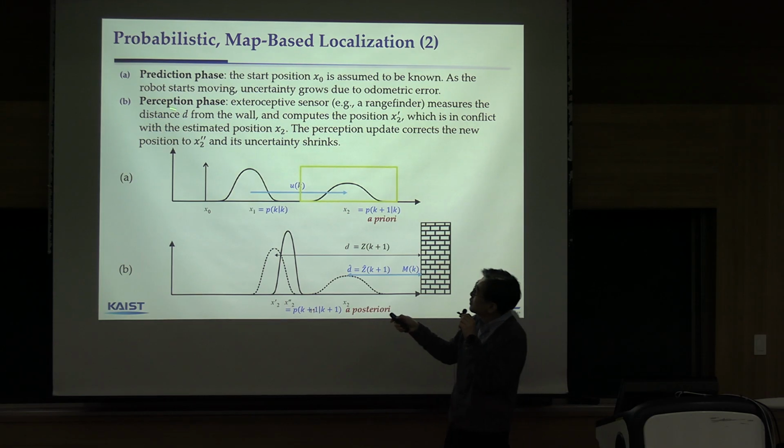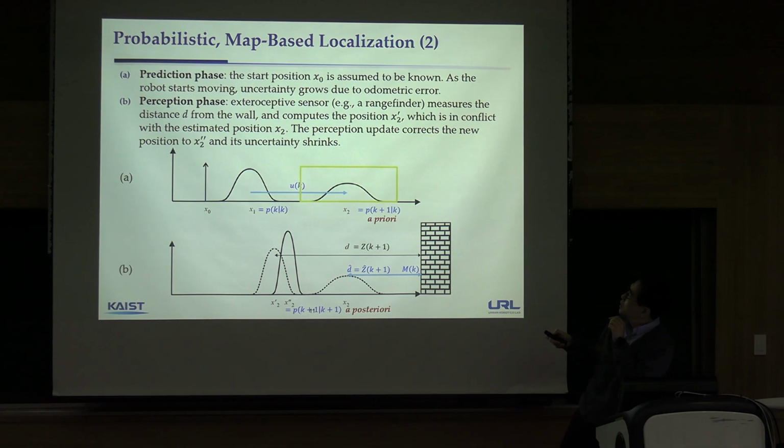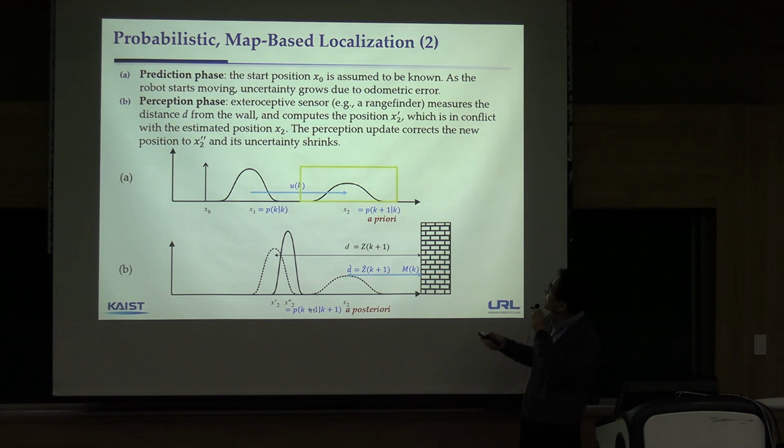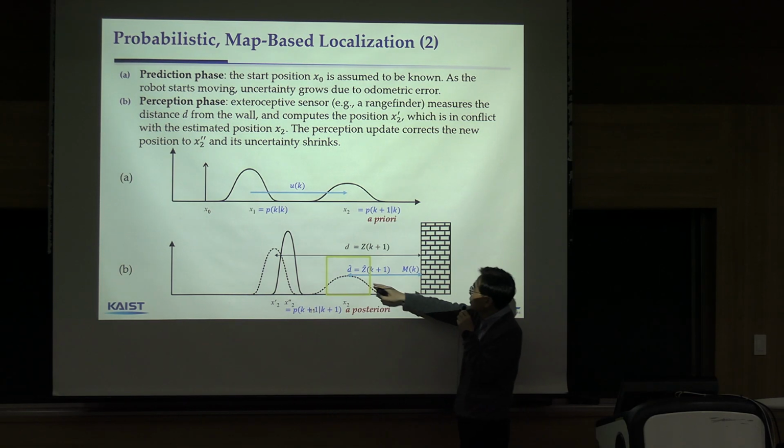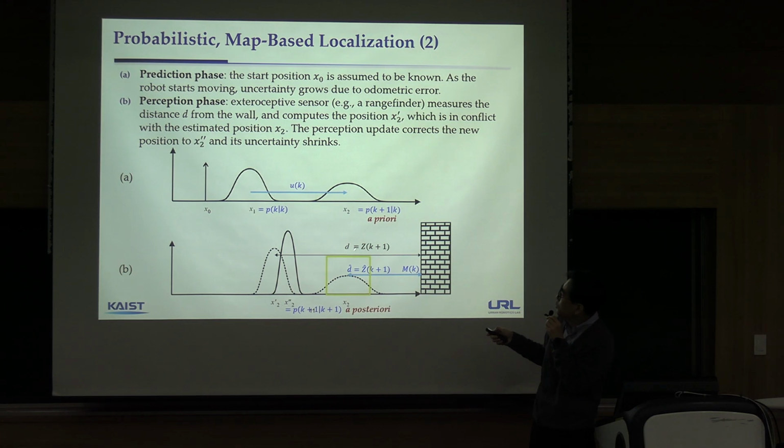And the next stage is the perception stage. An exteroceptive sensor like the laser rangefinder or the vision sensor will be used, and it will measure the distance d from the wall. So it will measure the distance like here, distance like here. So d is the actual distance, and d hat is the estimated distance.